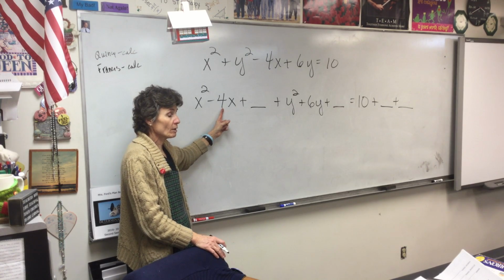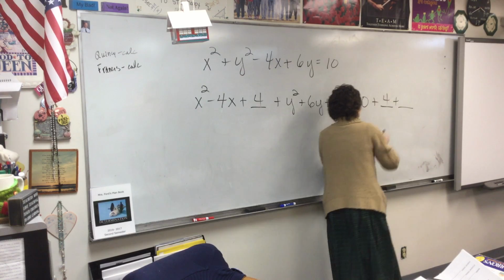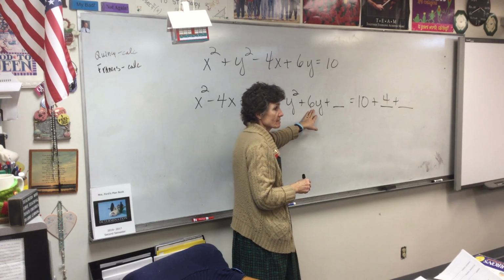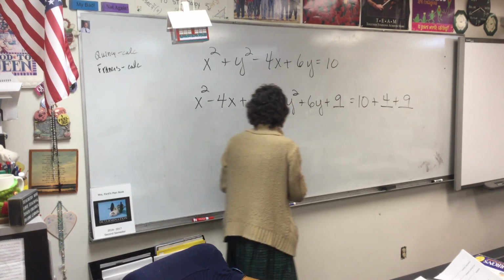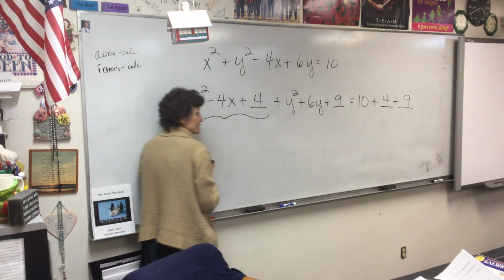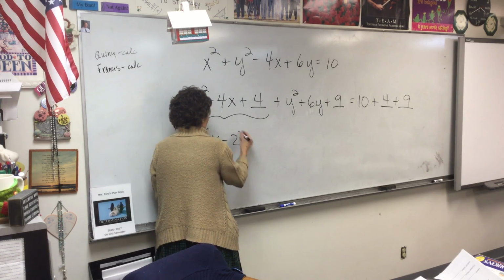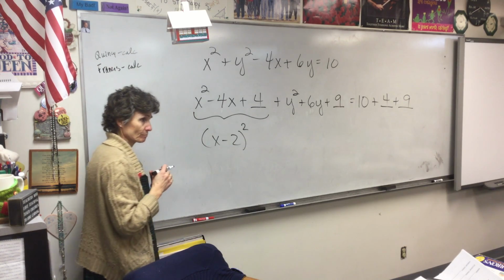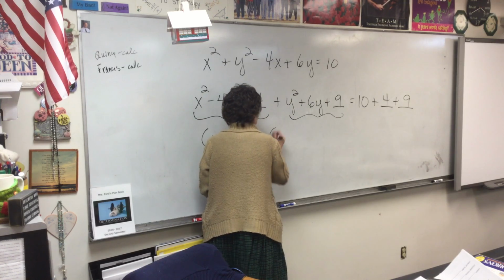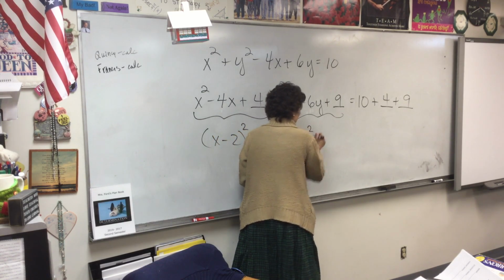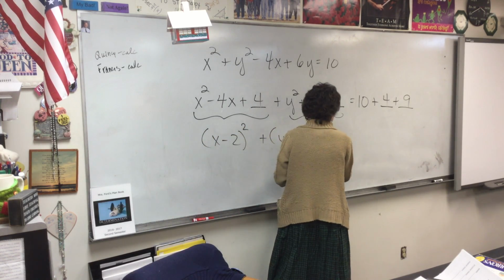So, half of 4 is 2, squared, 4, both sides. Half of 6 is 3, squared, 9, both sides. This right here is now a perfect square. x minus 2 squared. This is another perfect square. y plus 3 squared. And that adds up to 23.